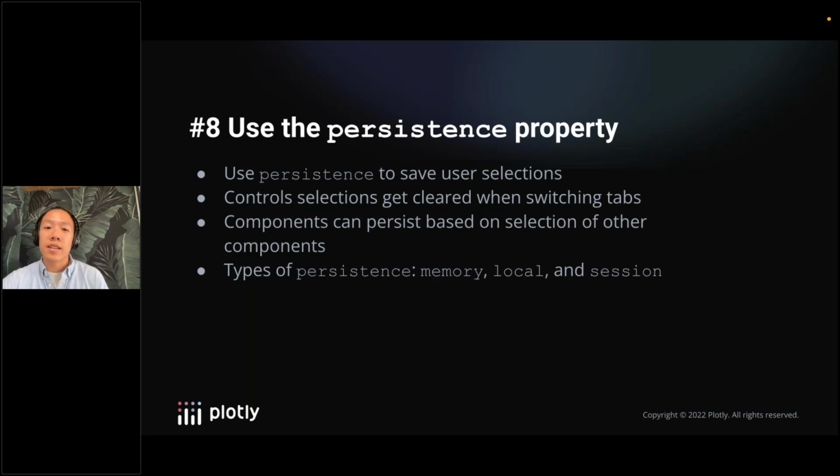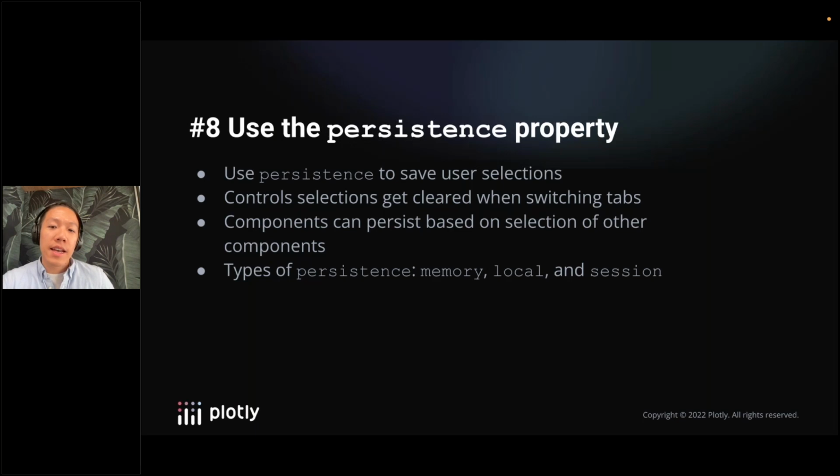So if I've selected Canada and Montreal, I can then play around with the country dropdown. I can select USA or China. And then when I eventually come back to Canada, the city dropdown will have persisted my last selection, and it will automatically select Montreal for me.